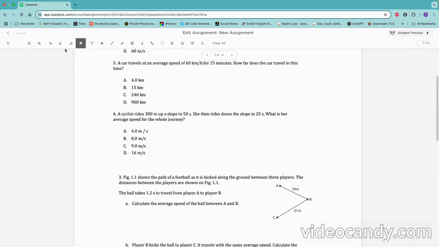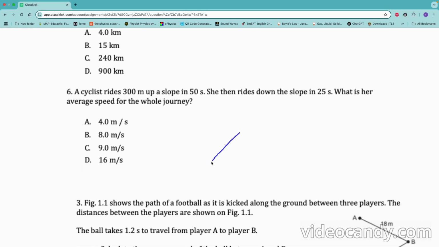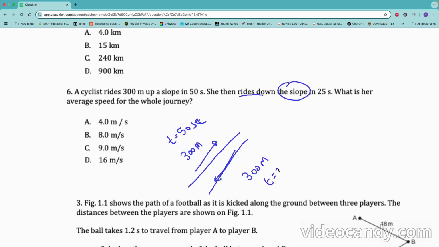So, going to the question, a cyclist rides 300 meters up the slope. While going up the slope, the distance was 300 and the time taken was 50 seconds. Now, while riding down, covering the same distance, it's not mentioned here, but you need to understand. Obviously, it's written here, she then rides down the slope, same distance covered. So, distance down is 300 meters, while time taken is 25 seconds.